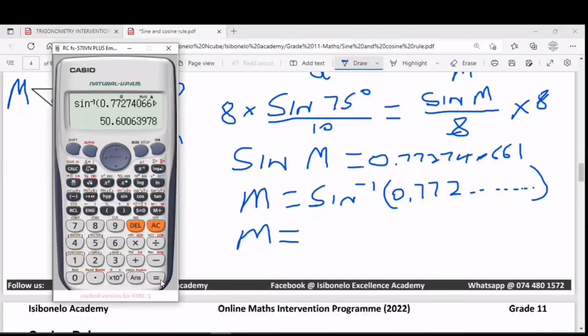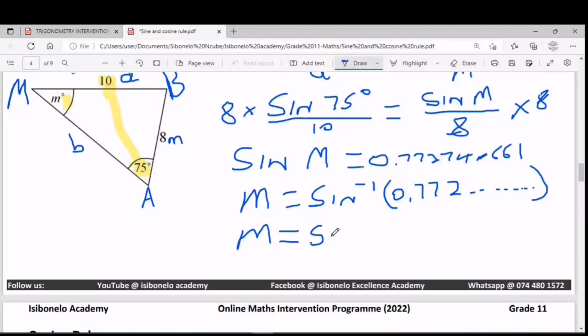Then the angle here too, we round it to 2 decimals. After the comma we take 2 digits, so it's 50,60. So we round it to 2 decimals. If we round it to 1 decimal, it makes about 50,6 only.